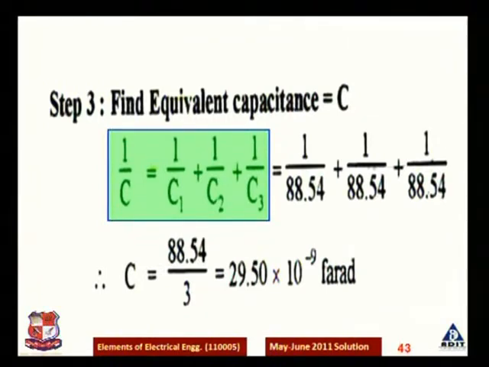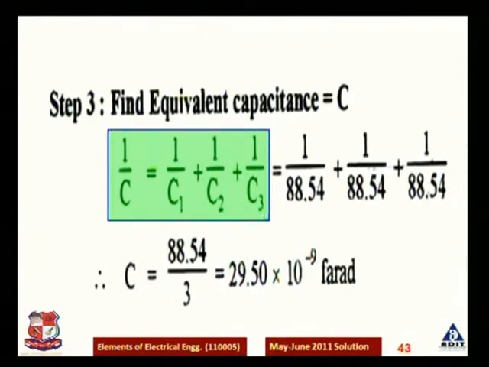So in the case of series connection, I can use the equation 1 upon C is equal to 1 upon C1 plus 1 upon C2 plus 1 upon C3. Please remember that it is the inverse of the resistance case. If three resistors are connected in series, you can simply find the equivalent resistance by adding R1 plus R2 plus R3. But in the case of a capacitor, you cannot find the equivalent capacitance by adding C1 plus C2 plus C3.